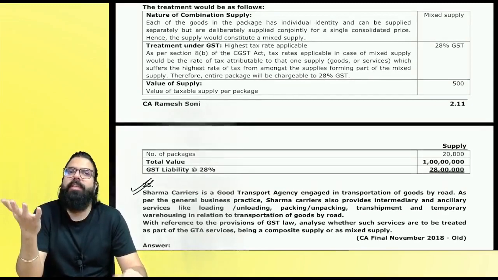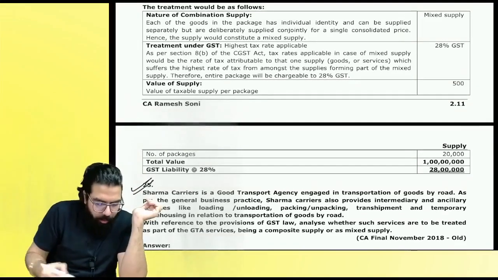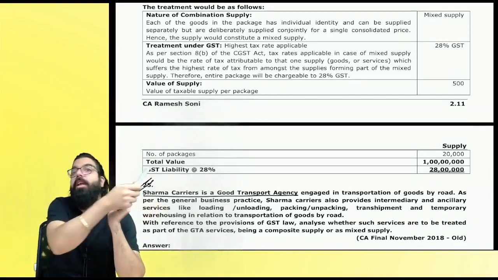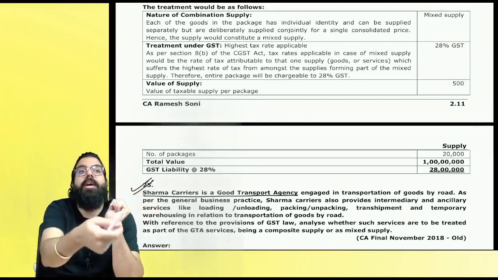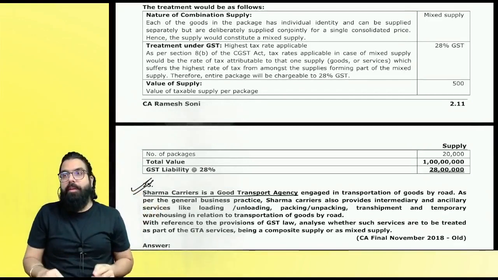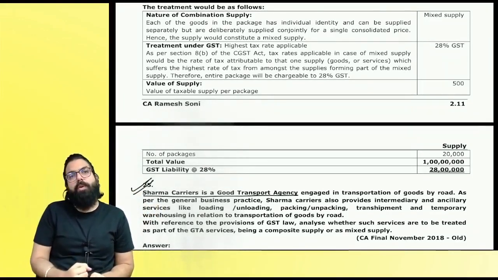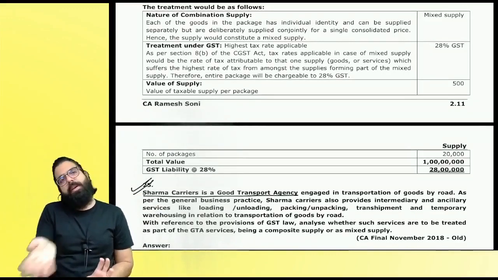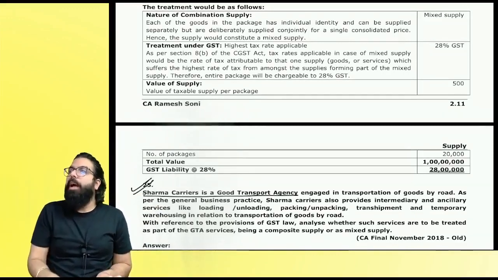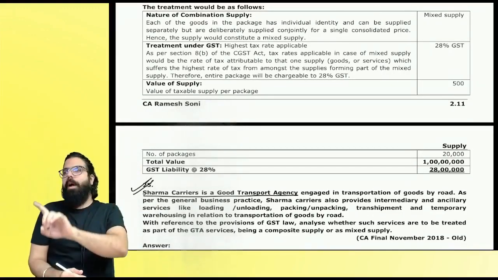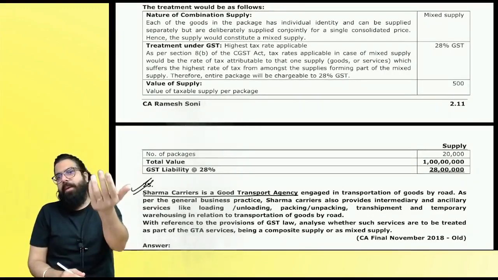What is a goods transport agency? It's telling over here, Sharma Carrier, a goods transport agency. People who take goods in lorries and give you a consignment note, a bilty. You came to me and told me, sir, I want to transport these 10 cartons. What will I do? I'll say, okay, sir, we'll transport the cartons for you. If you want, we will only do the loading and unloading. If you want packing, we'll do the packing for you.